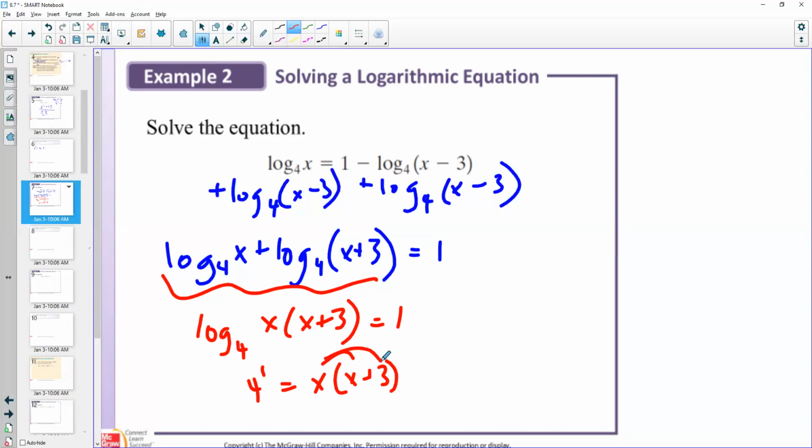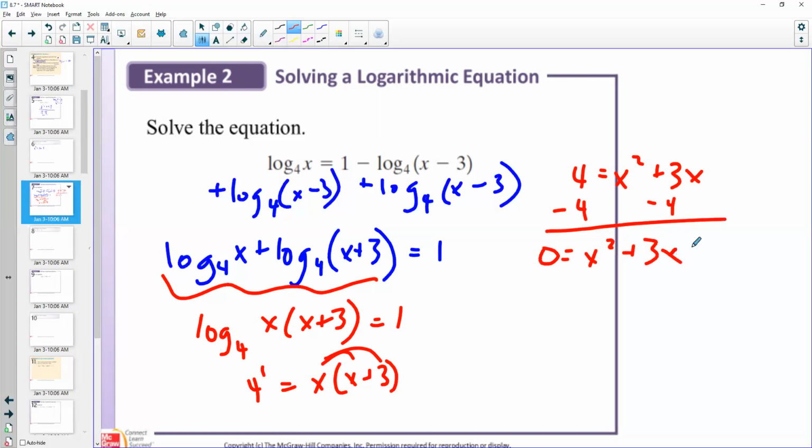Distribute the x. So I have 4 equals x squared plus 3x. That's a quadratic, so I'm going to move that 4 over. I'm going to get 0 equals x squared plus 3x minus 4. Now I just have to factor it, which is something we've been doing for ages.